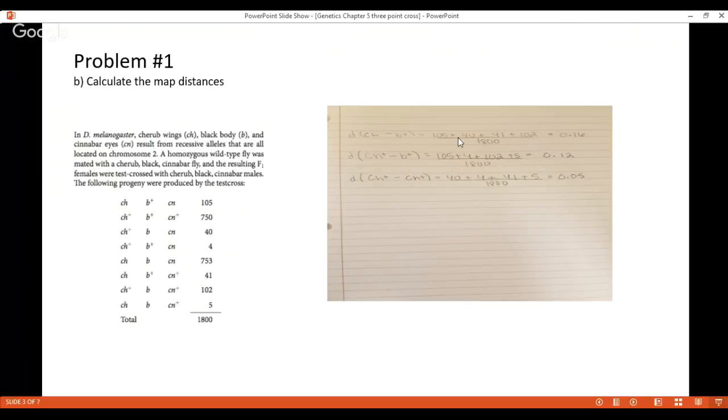So you're going to add all those up and divide by the total of 1800, and you get this decimal right here. Then we're going to do the same thing with CN and B, and then CH and CN. As you can see from these, this also solidifies my gene order because this is going to be the largest here. So CH with B on the ends, and then CN is going to be in the middle because this is the largest decimal.